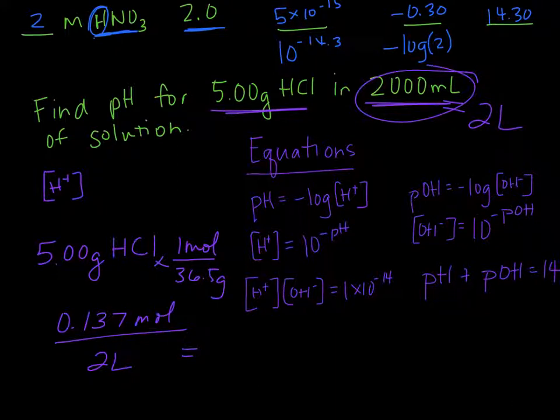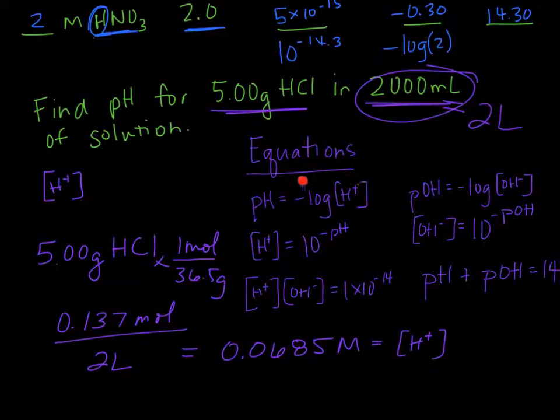And so that gives me a concentration of 0.0685. And so this is my hydrogen ion concentration. So in order to find the pH, I'm going to take the negative log of that number. So if I put that in my calculator, negative log of 0.0685, I get that my pH is equal to 1.16.